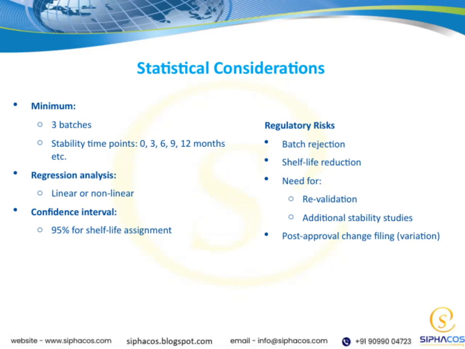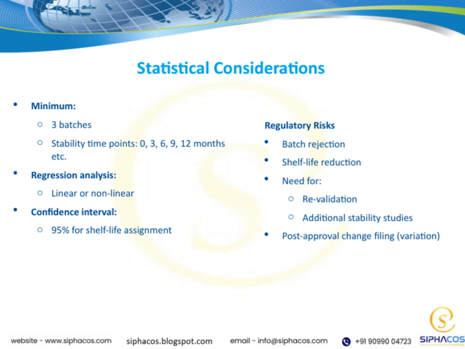When we look at regulatory risks, there are several key issues to keep in mind. First, batch rejection can occur if the manufacturing process doesn't meet the required standards, which can delay approvals or lead to product recalls. Shelf life reduction is another concern.